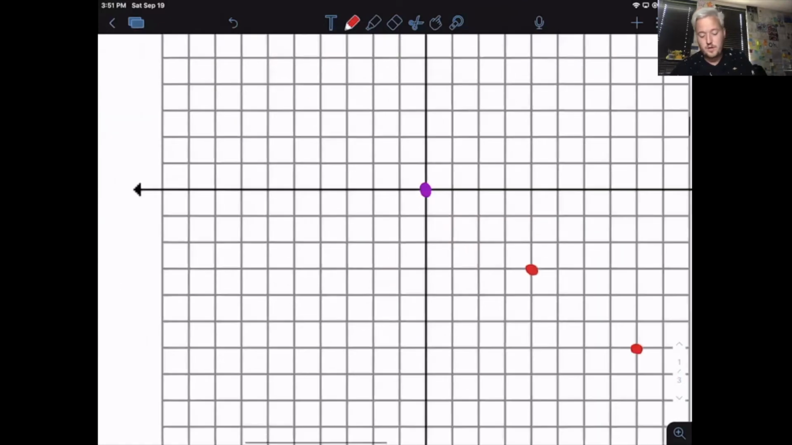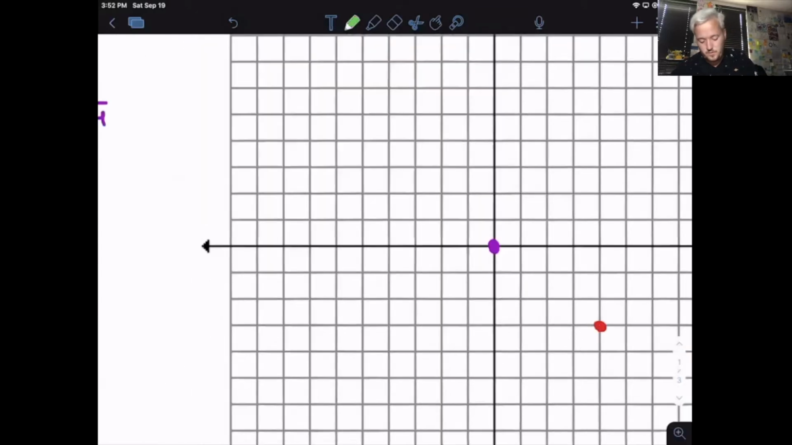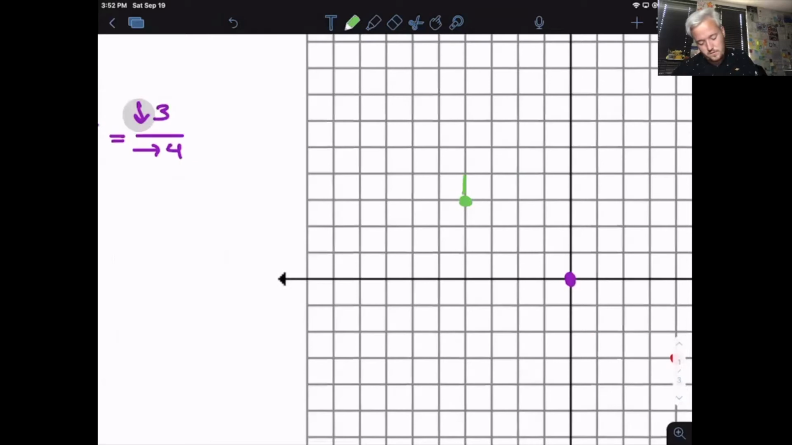So now I'm going to go the other way. I'm going to go the opposite. So now I'm going to count up 3. So 1, 2, 3, and now I'm going to go left 4. So 1, 2, 3, 4. Plot a point. So this is the last point that I can plot.